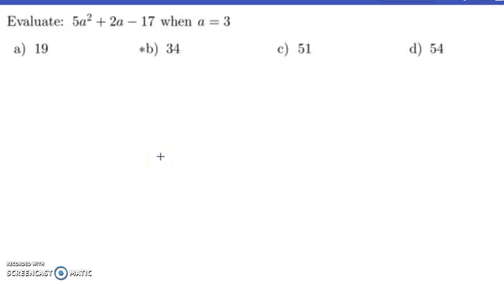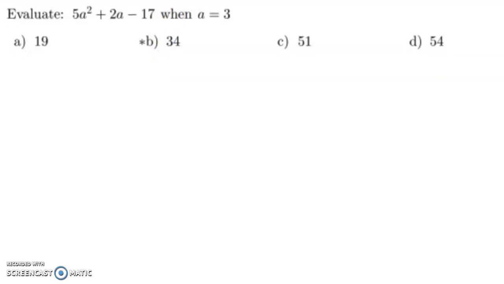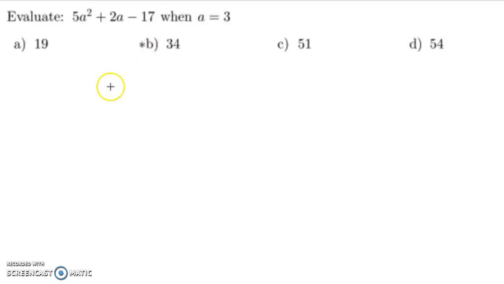Hi everybody, today we are doing a helper video for question number 3 on CR number 5. It says evaluate 5a squared plus 2a minus 17 when a equals 3. Well, first of all, what you have to remember is that we are given the value of a.